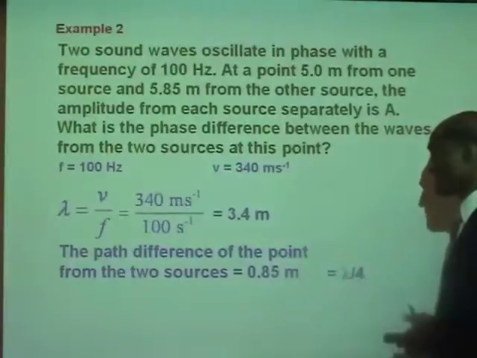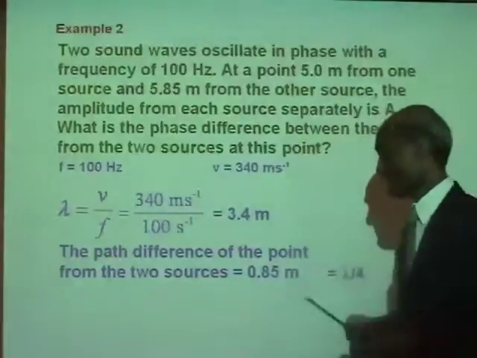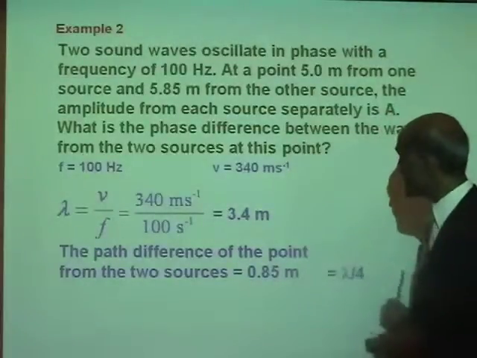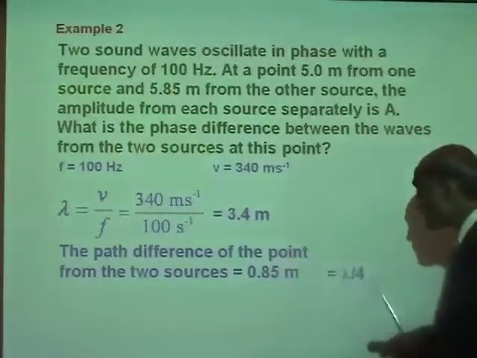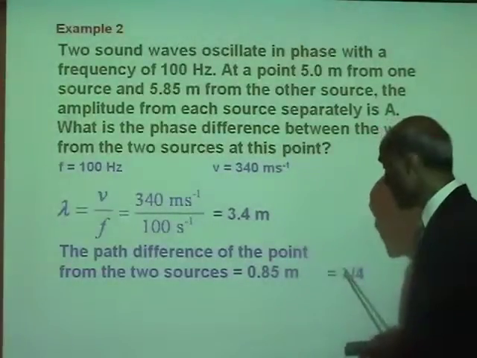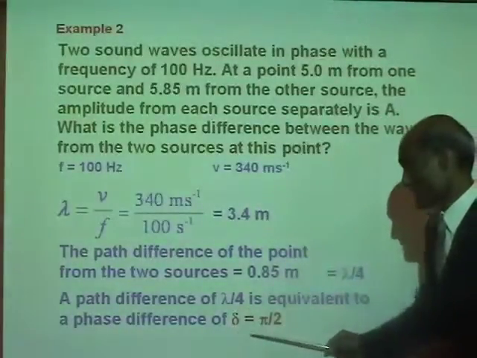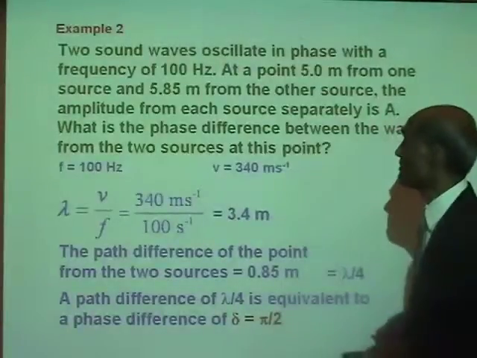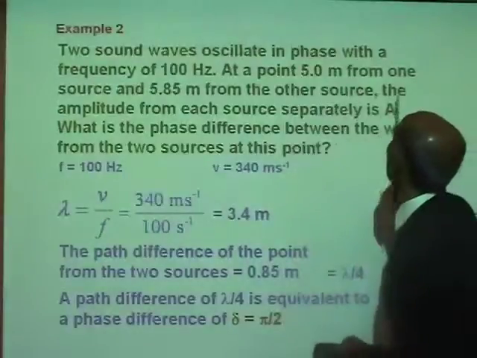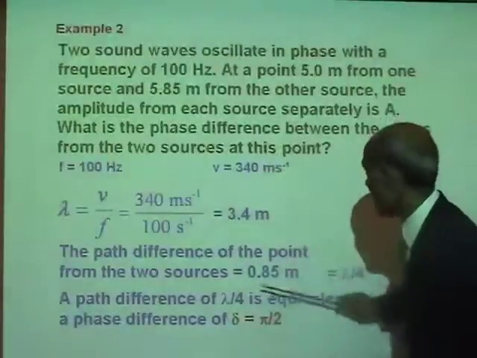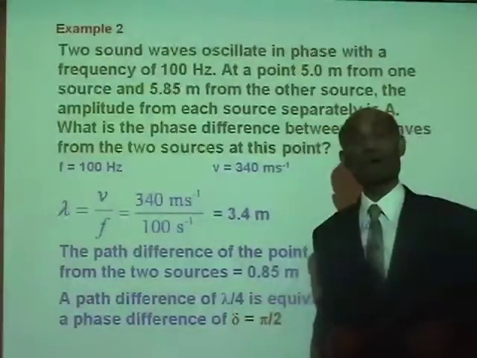Yes, I got it as lambda by 4. Isn't 0.85 1/4 of 3.4? So the path difference is lambda by 4. Now what does this path difference correspond to in terms of the phase? It corresponds to a phase difference of pi by 2. So at the point C, when they meet, they have a path difference of lambda by 4 or a phase difference of pi by 2.